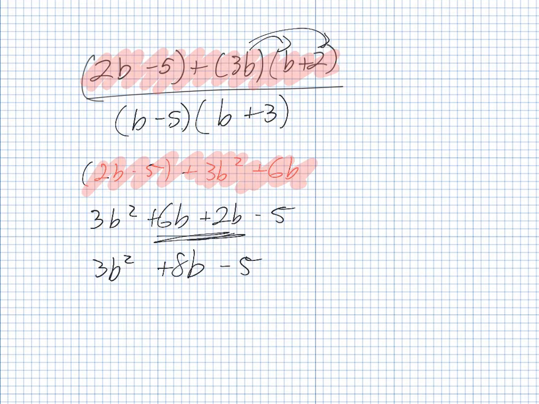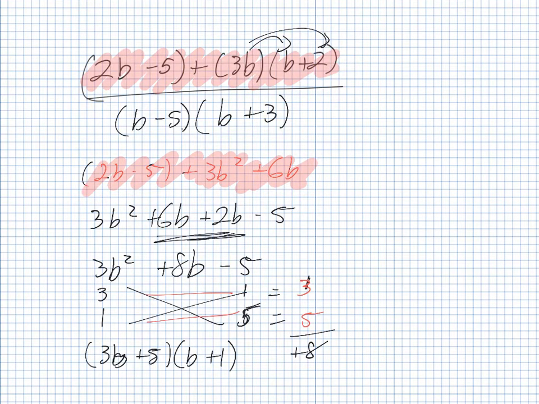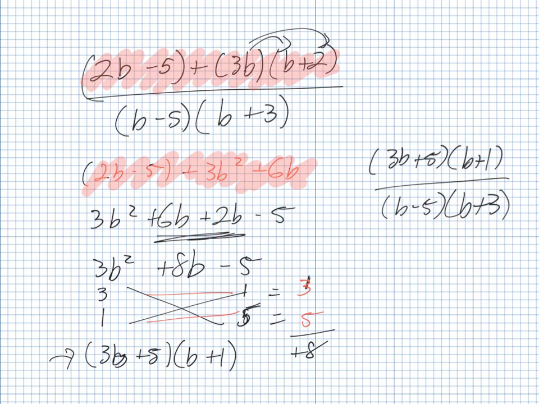So you can do a sum and product. We need two numbers that multiply to negative 15 and add to 8. Okay, so we quickly factored it off screen. That's the numerator. Let's put it up here. 3b plus 5, b plus 1 over b minus 5, b plus 3. So the hope was that we get another thing that could cancel out. Wasn't the case, but this would be your most factored version of it.